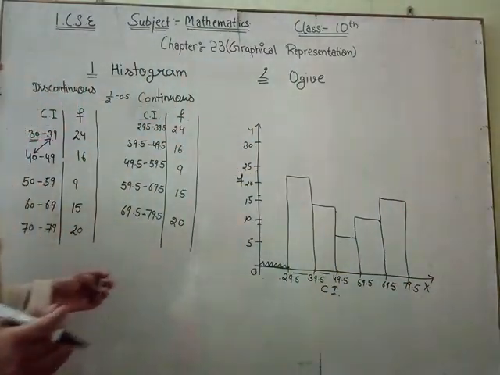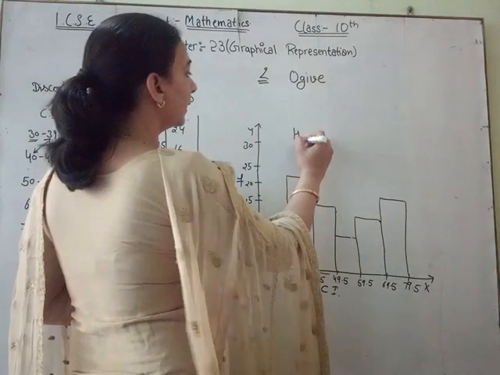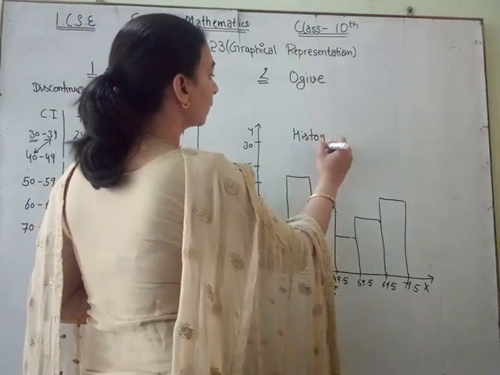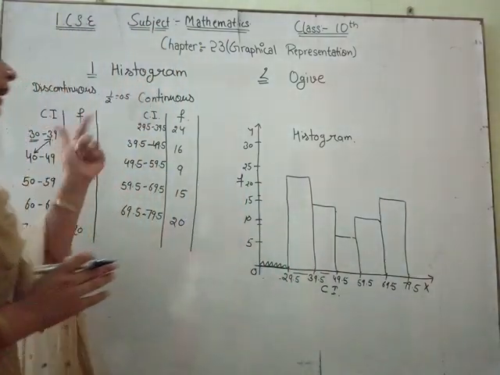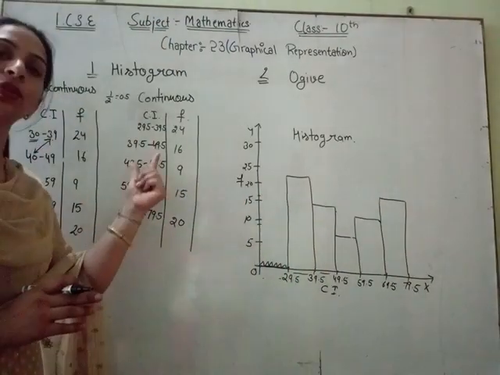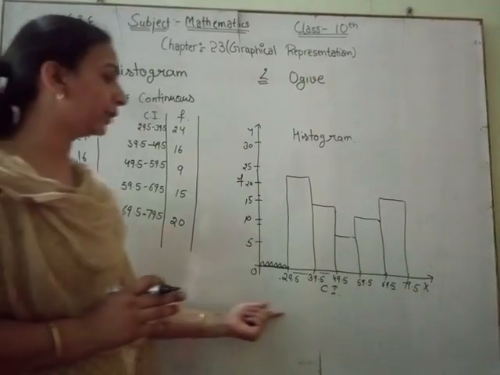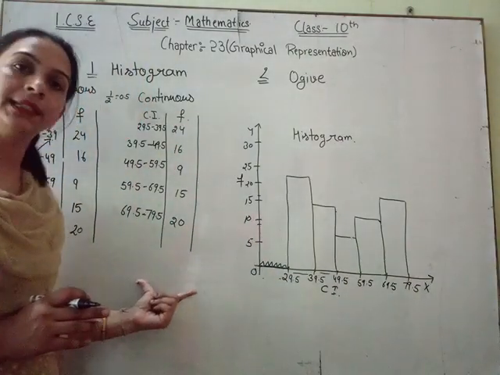Okay, student, this is a histogram for discontinuous. First, I change discontinuous into continuous. Then we make a histogram of discontinuous chapter. Okay.